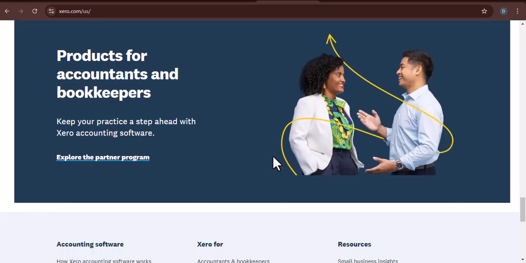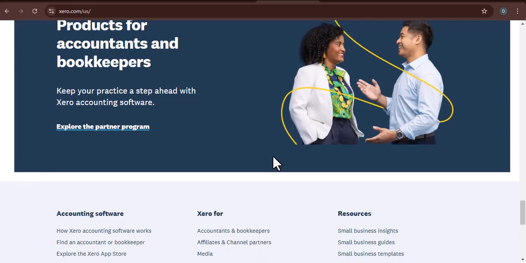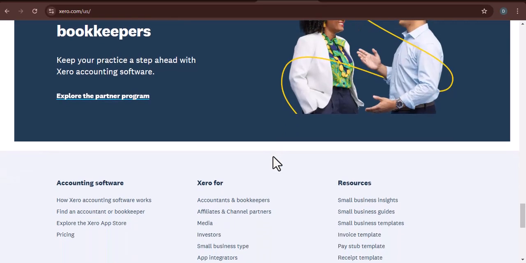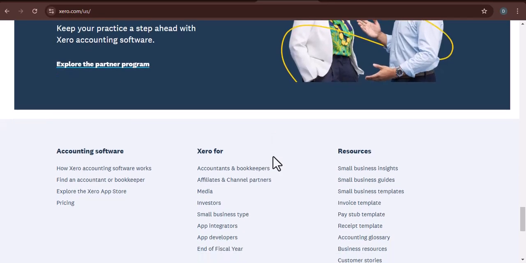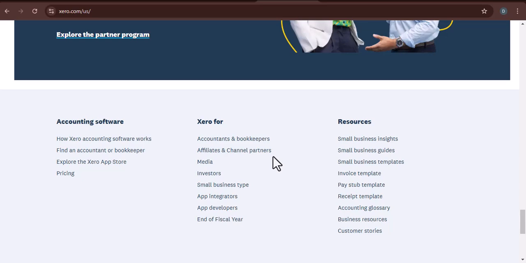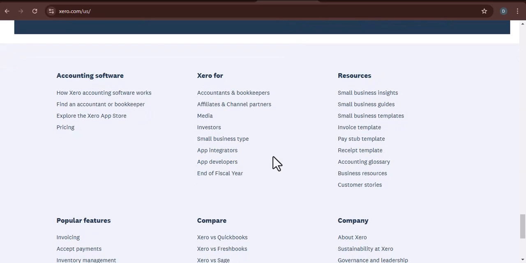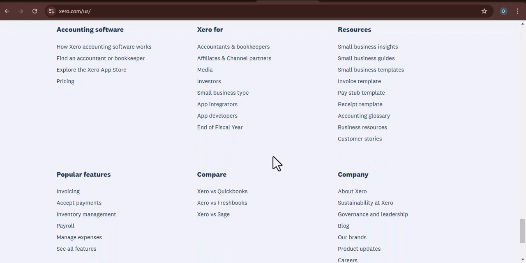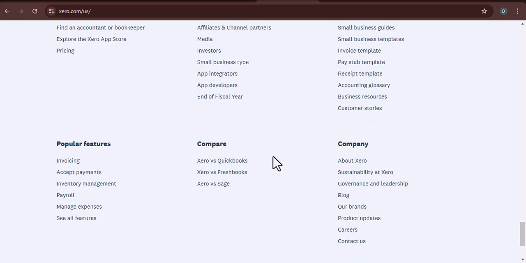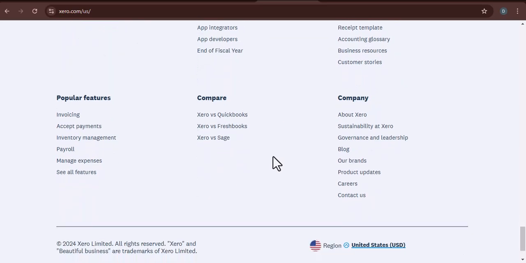Now, let's talk about some key considerations. Bank integrations. Ensure Xero integrates seamlessly with your bank. Most major banks are supported, but double-check compatibility. Payment gateways. If you're accepting online payments, choose a payment gateway that integrates well with Xero. Security. Always prioritize security when dealing with financial transactions. Ensure all your integrations and connections are secure.